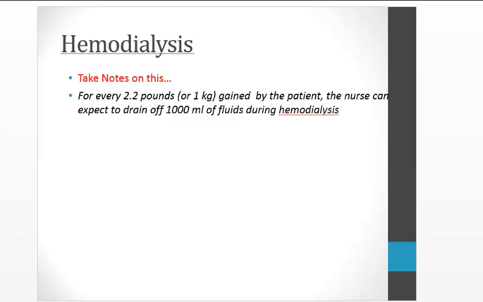So again, for every 2.2 pounds or 1 kilogram gained by the patient, the nurse can expect to drain off 1,000 milliliters of fluid during hemodialysis. This is important to know because, when our patients are weighed, we should have some idea how much fluid would be expected to be drawn off.